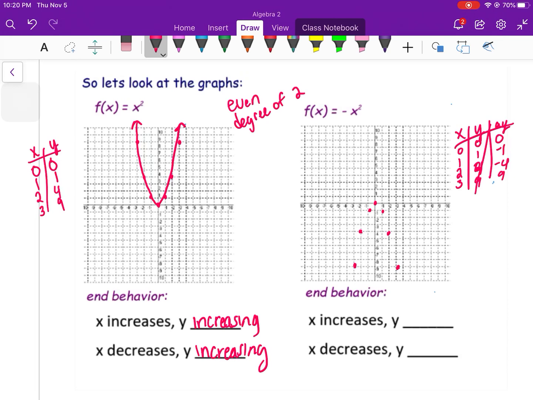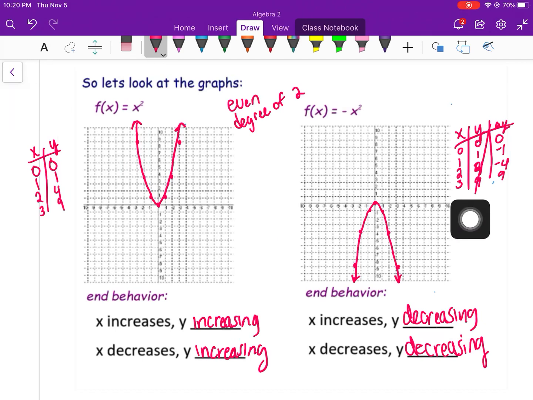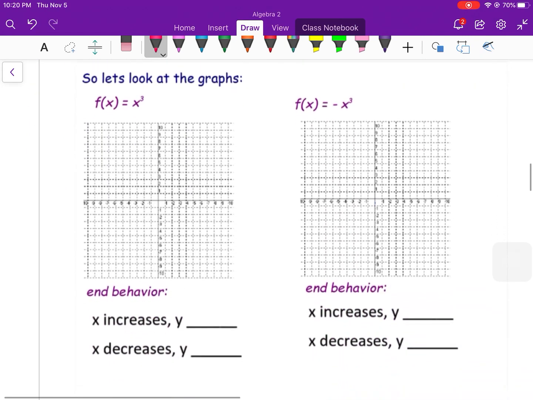So negative 3 squared is still 9 times negative 1. And so if it's an even and it's negative, then it's both decreasing from the right and from the left. So as x is getting bigger or smaller, if x is increasing or decreasing, the function's going down either way. So for even functions, it's both either going to be increasing or both going to be decreasing.